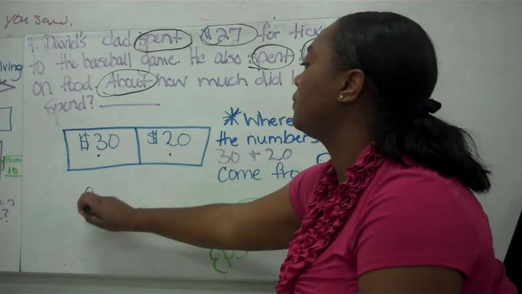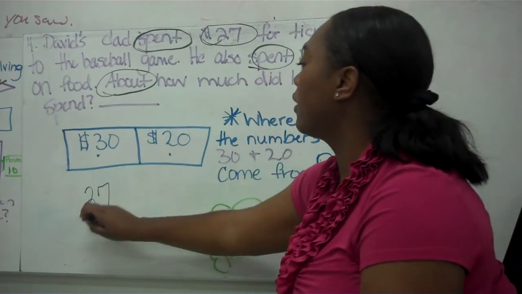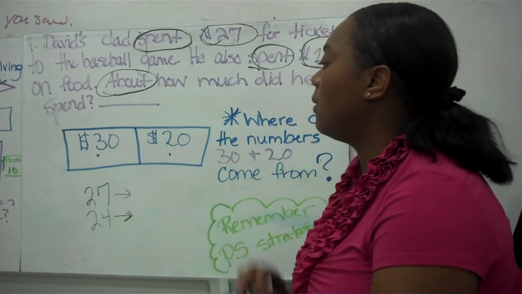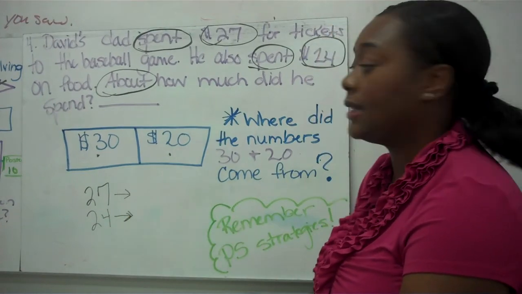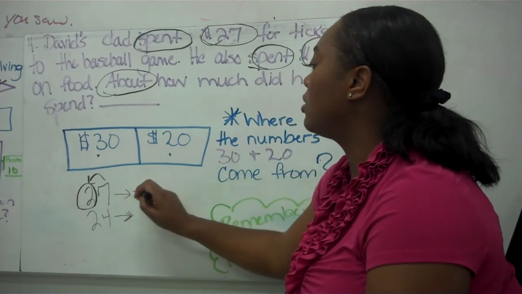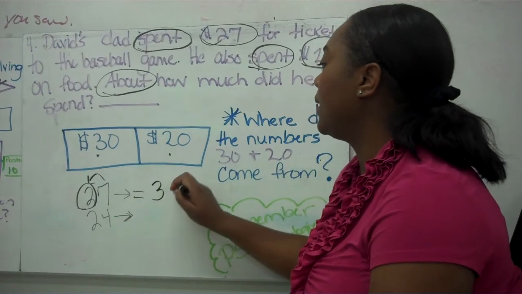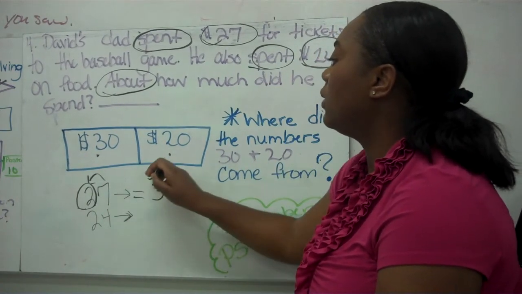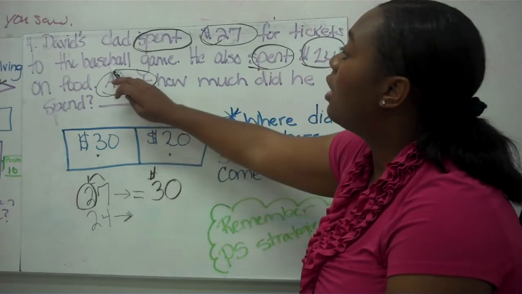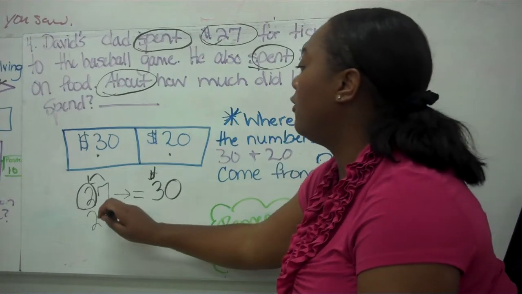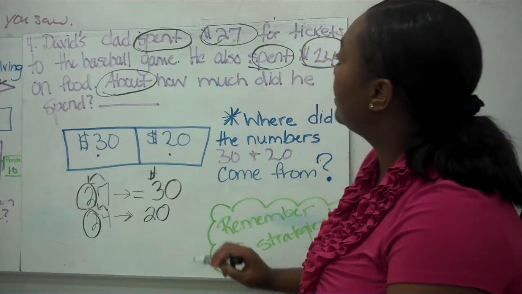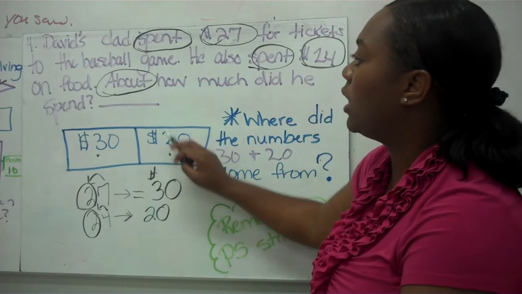So I'm going to round 27, and I'm going to round 24. Now, they didn't tell us a specific place to round to. So we know when they don't give us a specific place, we round to the highest place. So the highest place is my tens place. The 7 is going to tell that 2 to soar up to a 3, and now the 7 becomes a 0. So $27 rounds to 30. So he spent about $30 on the tickets for the baseball game. This 4 is going to tell this 2 to rest. So this is telling me he spent about $20 on food.